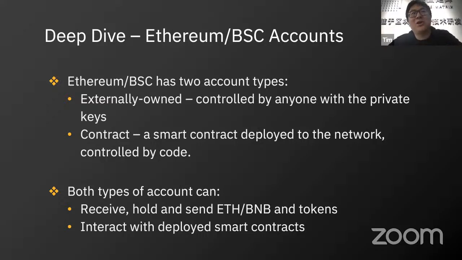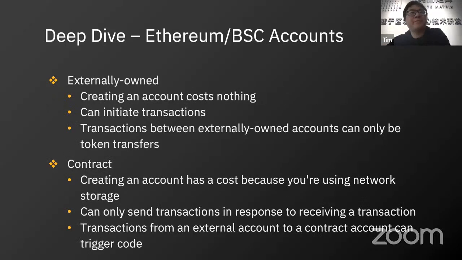The other one is the contract, which is basically a smart contract deployed to a network that is not controlled by humans. Once the smart contract is deployed to the network, all the transactions will follow the code logic. Both types of accounts can receive, hold, and send cryptocurrency and tokens, and interact with deployed smart contracts. Okay, so there are some basic ideas we need to know before we proceed.